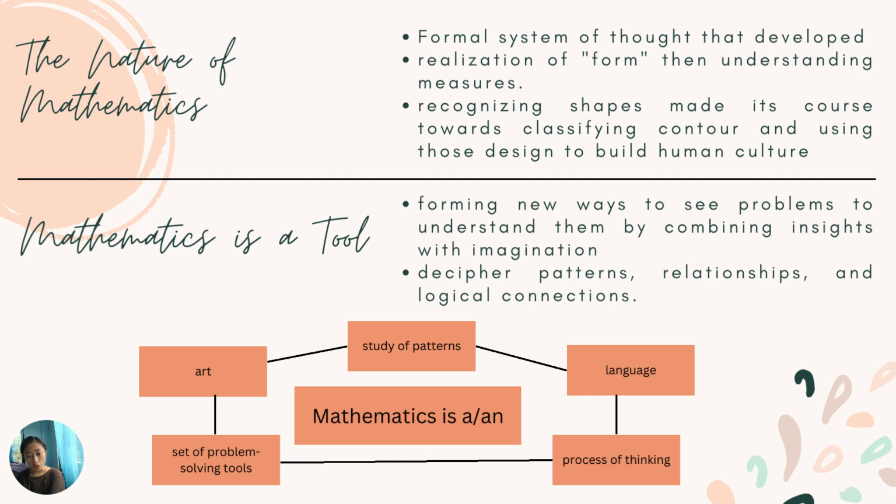Recognizing shapes made its course towards classifying contours and using those designs to build human culture. So, ancestors were able to notice and recognize hints about patterns. As a result, we made use of mathematics as a way to understand nature by analyzing and comprehending the structure of its underlying patterns and regularities.